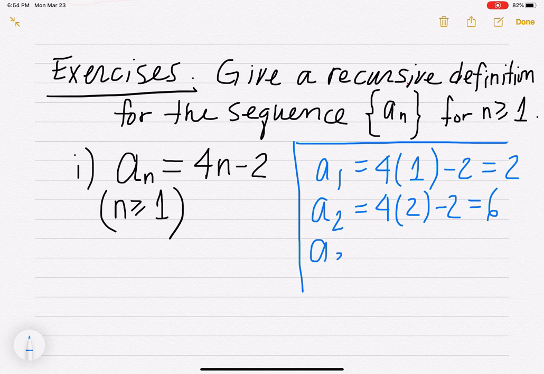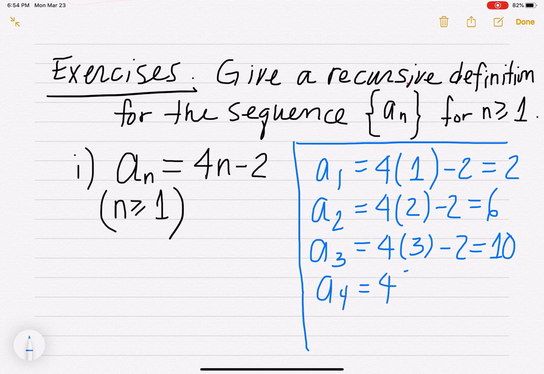And a sub 3: 4 times 3 minus 2. 12 minus 2 is 10. And a sub 4: 4 times 4 minus 2. 16 minus 2 is 14. And so on, dot, dot, dot. Maybe you start seeing a pattern.